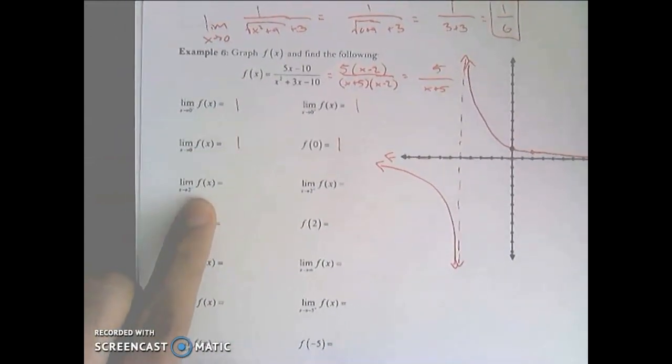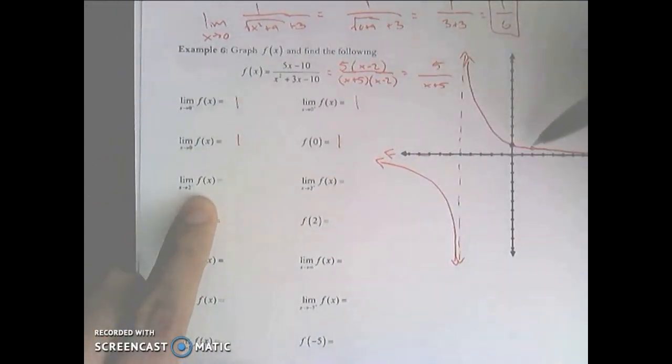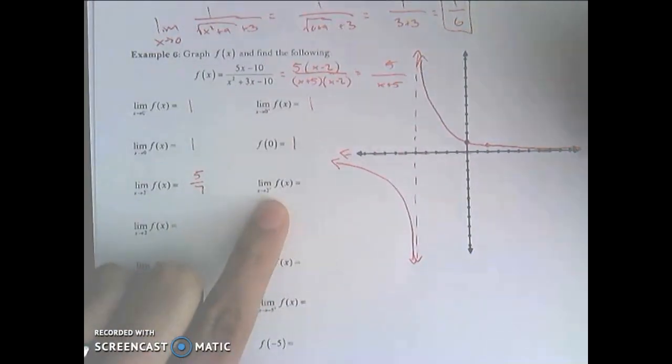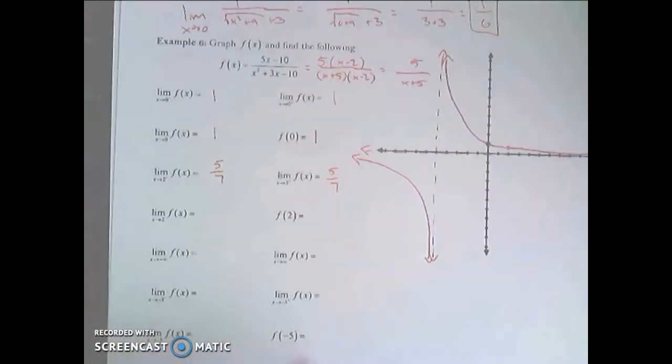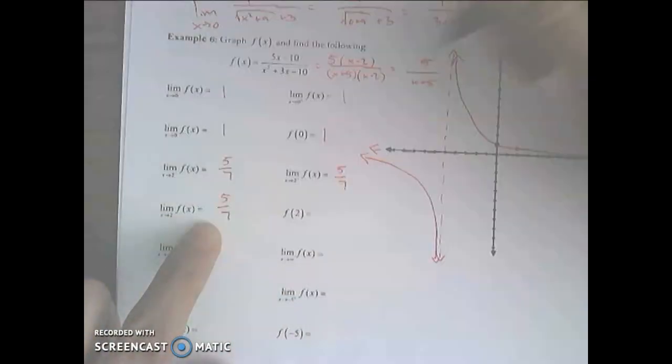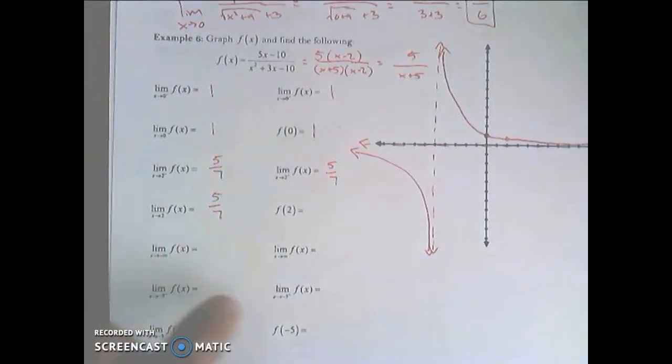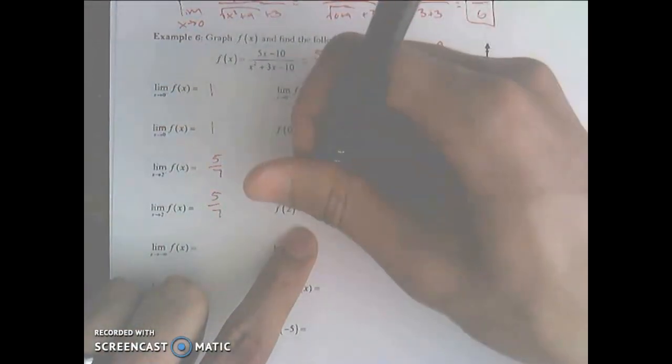At 2, coming in from the negative side, from the left-hand side, it looks like it's approaching 5/7. And at 2 from the positive side, we're approaching 5/7. So then the limit must be 5/7. These limits agree. However, f of 2, we've got a hole. It's undefined there.